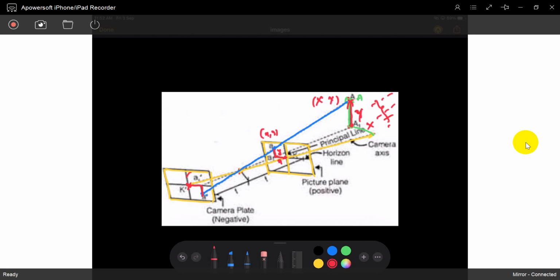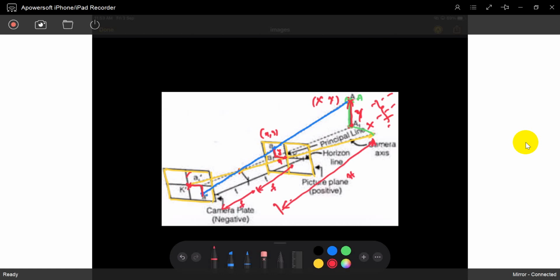So the length and what is the scale? You can easily feel that this is a focal length. This is a focal length. The same thing, this is also a focal length. You can capture this is a focal length. Now you can feel that this is a distance of h.